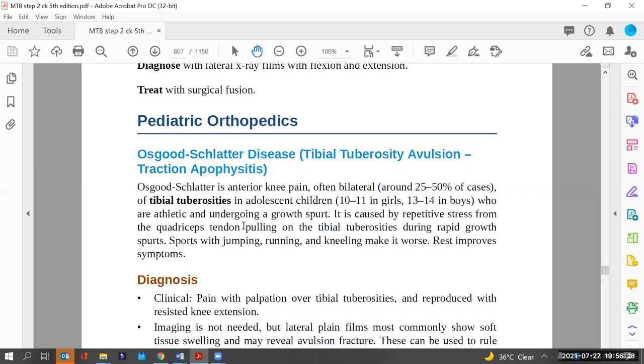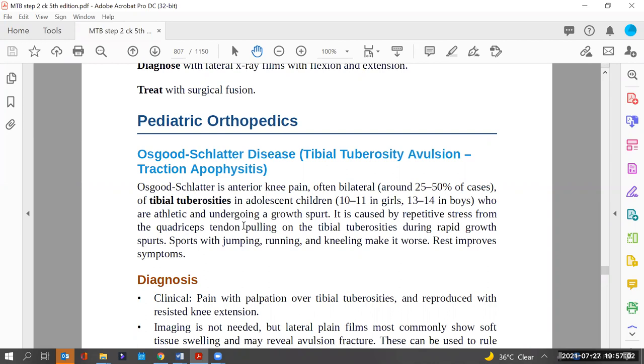And what is happening here? It's a disease of anterior knee pain. They have tibial tuberosity pain, and they point towards the tibial tuberosity, the most prominent part of the knee joint. It is often bilateral, with around 25 to 50% of cases complaining on both sides, in those who are athletic and undergoing a growth spurt. This is the time when the growth spurt is there, and they are highly into running, jumping, and exercises at this point in adolescent age, so they must be having this anterior pain.